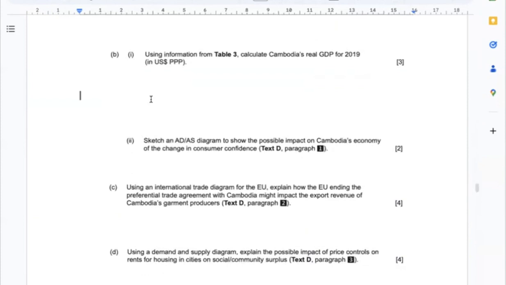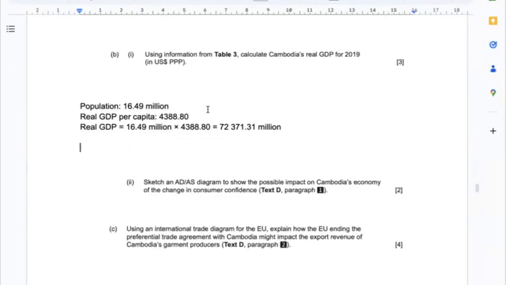Question B1. Using information from Table 3, calculate Cambodia's real GDP for 2019. According to the table, the country's population in 2019 is 16.49 million, and the real GDP per capita given is 4,000 something. So by using the two values, I can simply get the real GDP, which is this one.